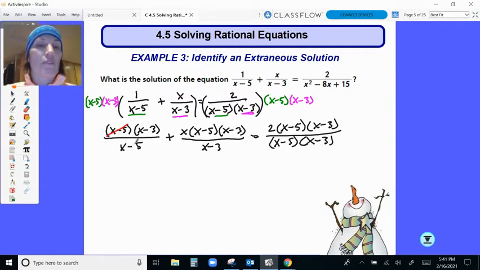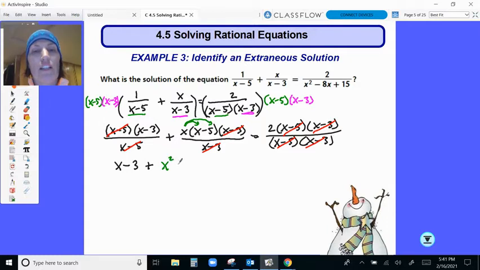My x minus 5s will cancel out here. My x minus 3s will cancel out here. So my denominators should all disappear, okay? If they do not, we did something weird and we need to go back and check what happened. So I'm left here with x minus 3 plus, I'm going to go ahead and distribute this guy here. So I'm going to be left with an x squared minus 5x.